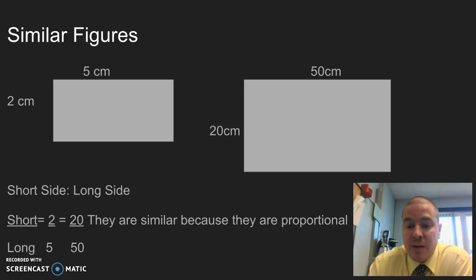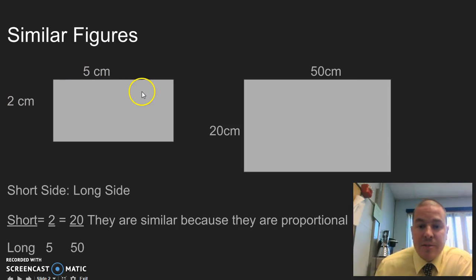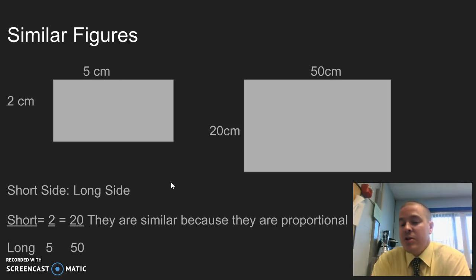These two rectangles right here. They're all 90-degree angles. Once again, I don't have the ability to draw 90-degree angles on there, so assume that they are. If you'll notice, the small side here is 2 centimeters, and the long side is 5 centimeters. We're going to compare this rectangle to the one over here that's 20 centimeters and 50 centimeters. So you need to set up the ratio.